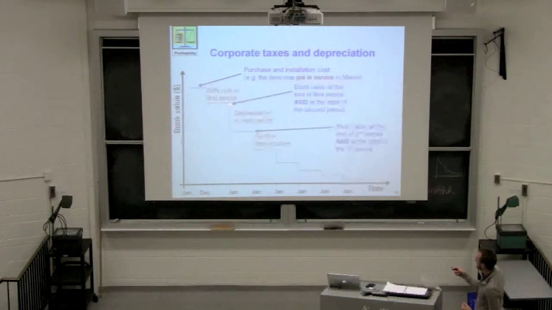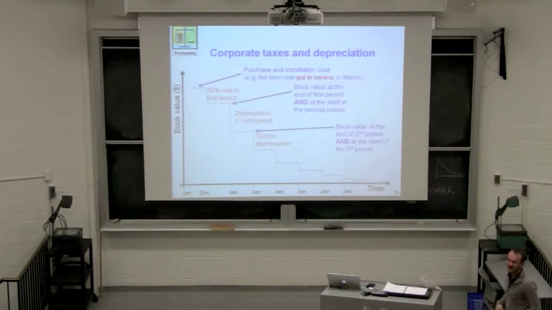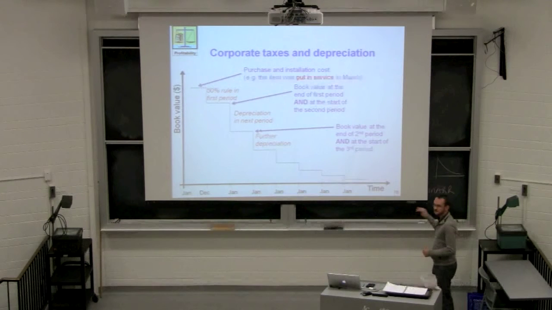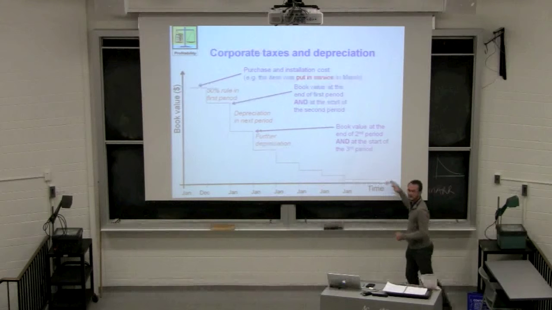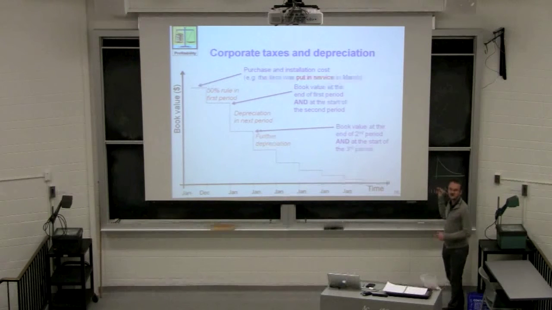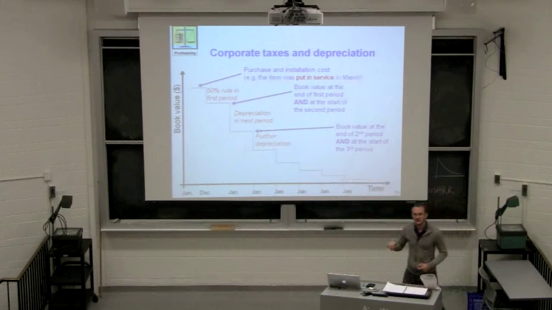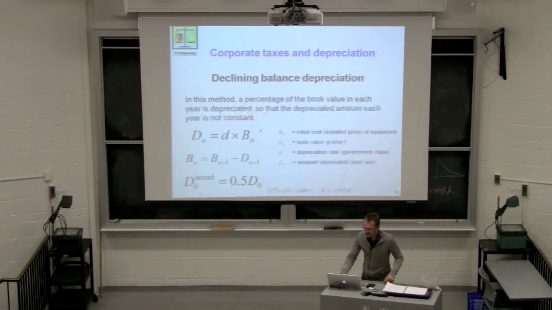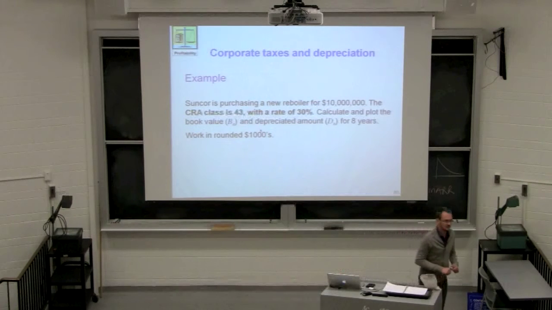Then at the end of that second period, the book value reduces again, but this time by the full depreciation amount, 30% of this value. Then in the next period, you go down 30% of the prior book value. So every time you're taking smaller and smaller steps down. Eventually, up to infinity, this will reach zero, but never quite reaches zero. Okay, so go ahead and try out that formula using this example.